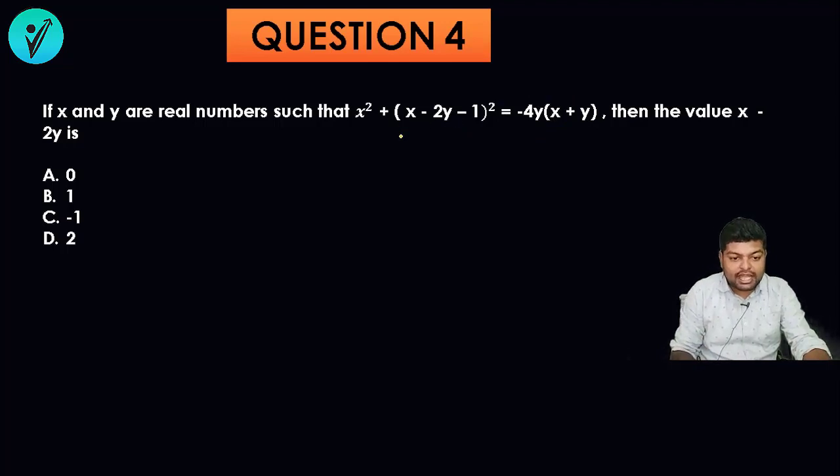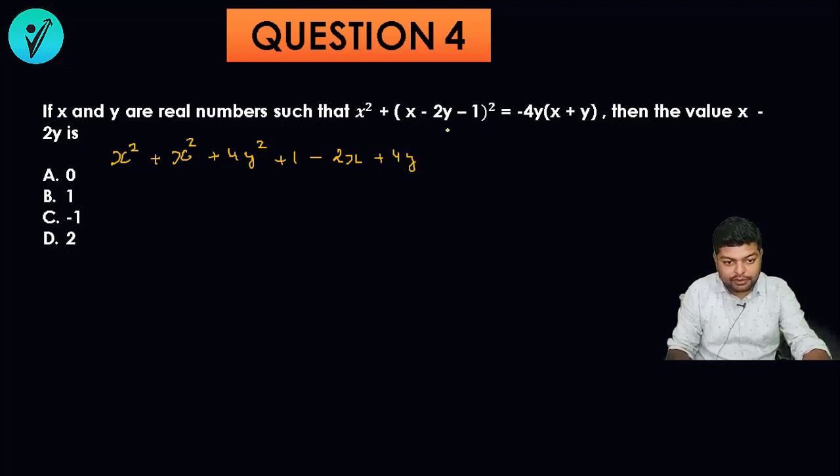Let's do it. If you whole square this, what will you have? You'll have a term of x square, 4y square, then a 1. So a square, b square and c square. Then we'll have a minus 2ab, so minus 2x. Then we have plus 4y. And then finally we'll be having minus 4xy, equals to minus 4xy minus 4y square.